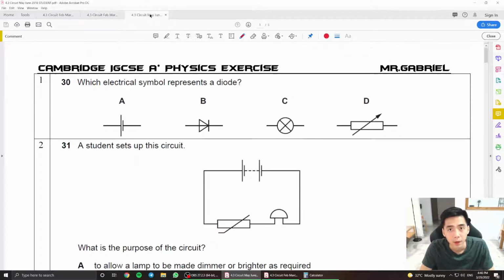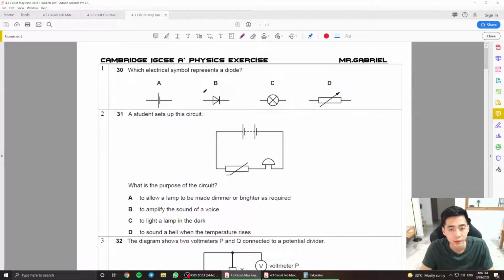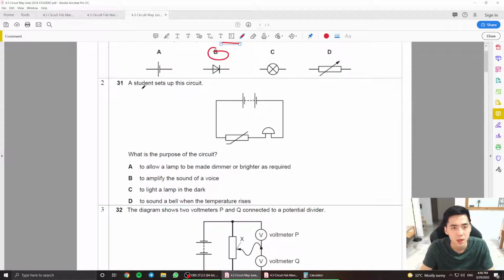Okay, then moving on to the final exercise here. Which electrical symbol represents a diode? Logically speaking, B is the only answer. A student sets up this circuit. What is the purpose of this circuit here?